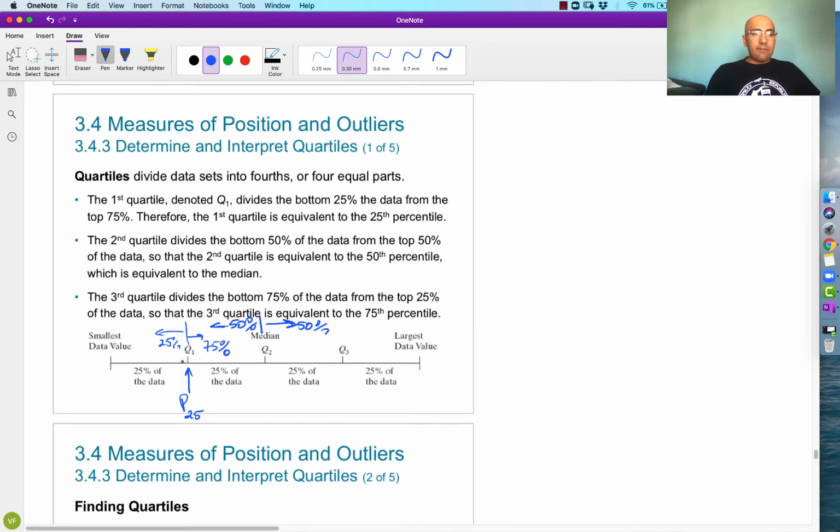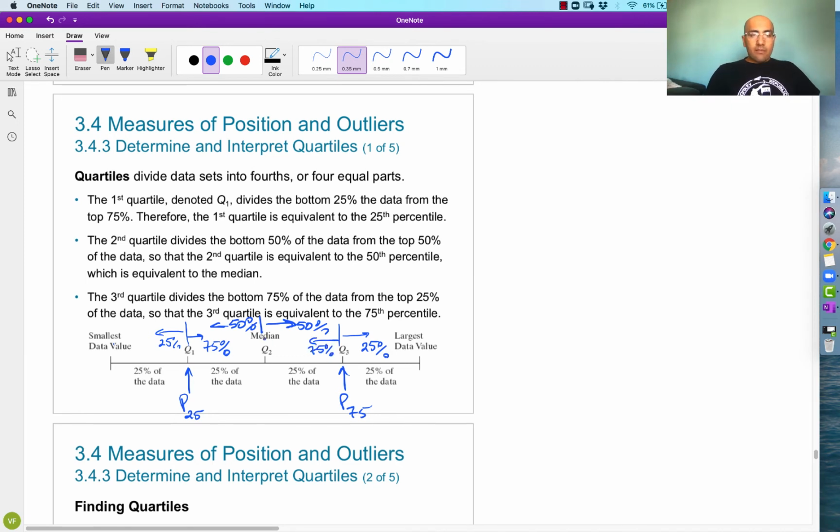The value that separates the lowest 25% of the scores in our set from the highest 75% of the scores. Okay, and then the 75th percentile, the third quartile, would be P sub 75, and that's the value that separates the top 25% of the scores compared to the lowest 75%.